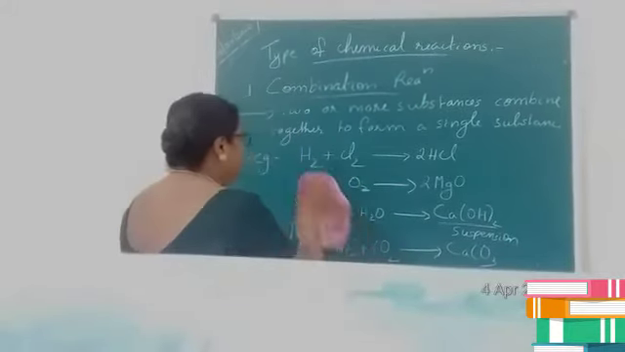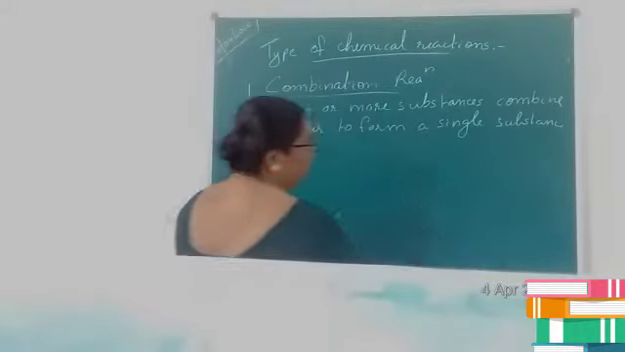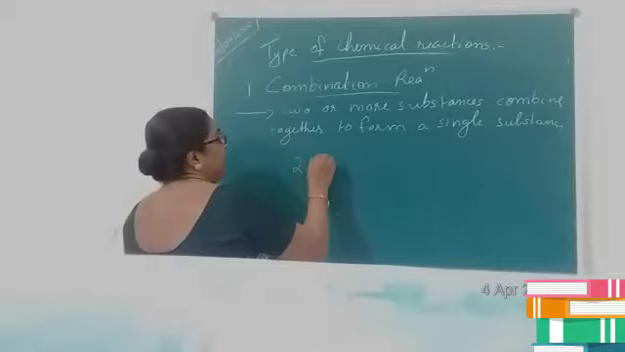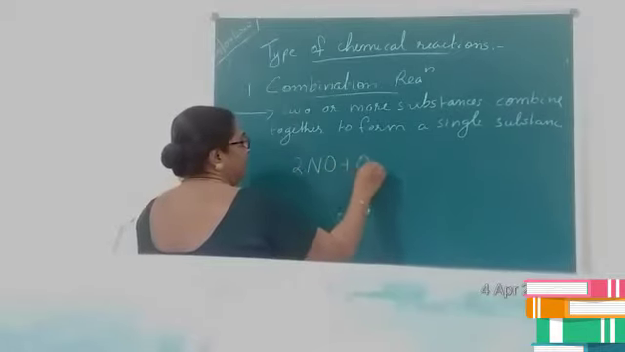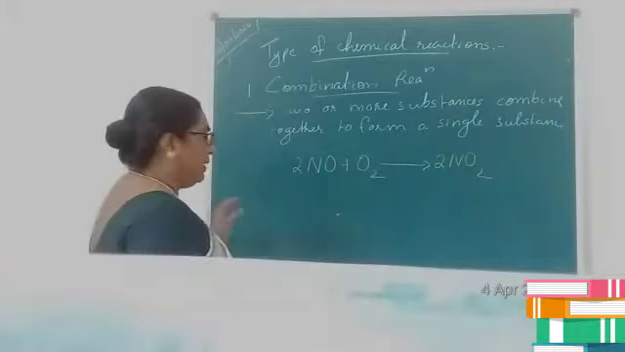Is it clear? Now let us consider another example where an element combines with a compound. For example, consider nitric oxide combining with oxygen and resulting in the formation of NO2. Is it clear, children?